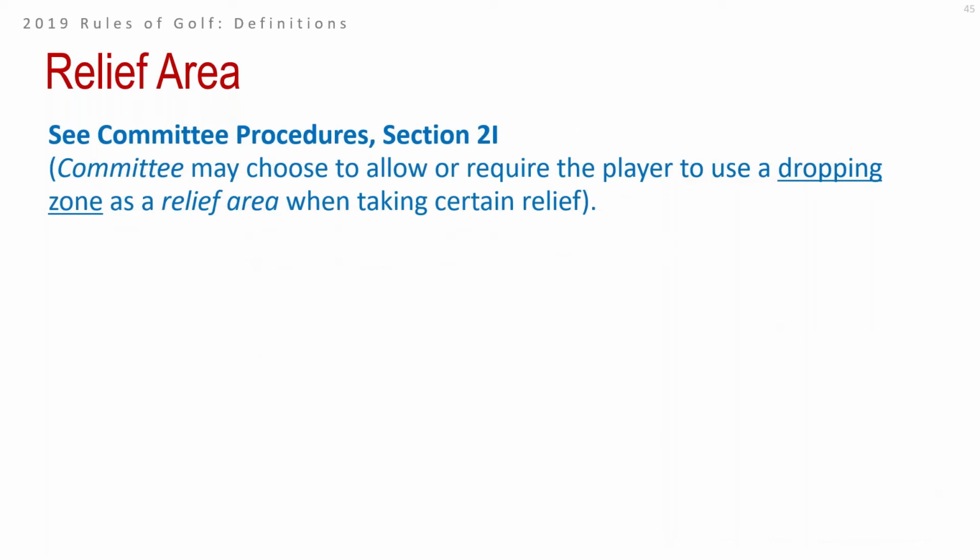And just a little note here about committee procedures, and a question you might get, and you often see when you're playing on a golf course that has a penalty area. The committee may choose to allow or require the player to use a dropping zone as a relief area when taking certain relief. A lot of times you'll see that as an additional option to your other relief options for penalty area relief or other areas of relief.